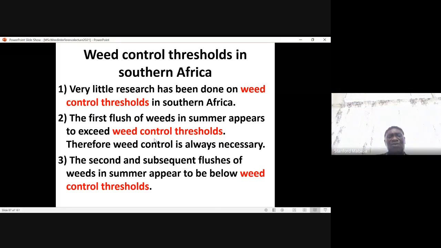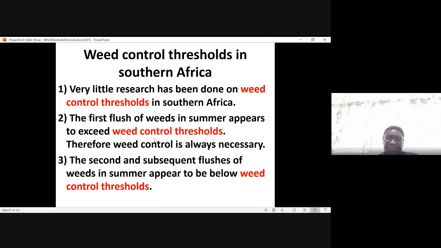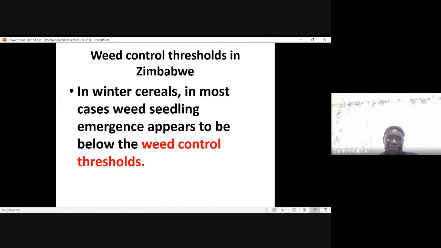But there are some farmers who, after the first rains, plow their fields and destroy the first flush of weeds. When they plant with the second flush of weeds, probably these conditions may have weeds which are below the weed control thresholds.